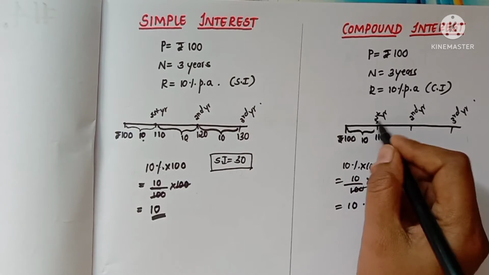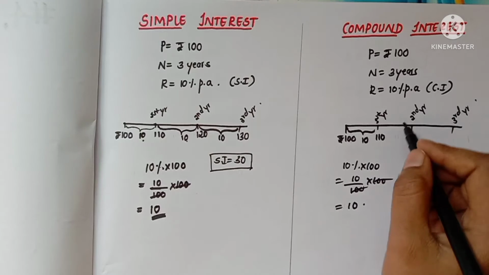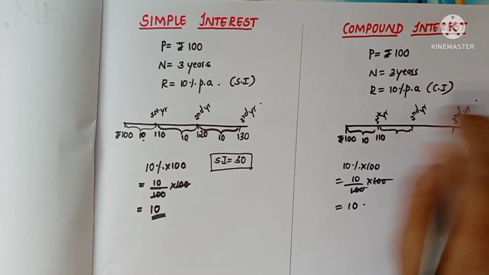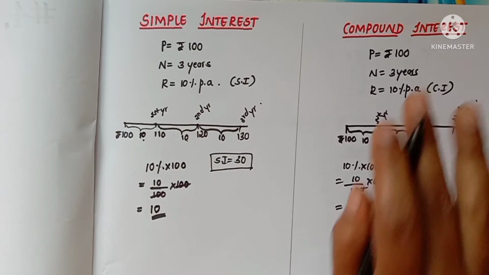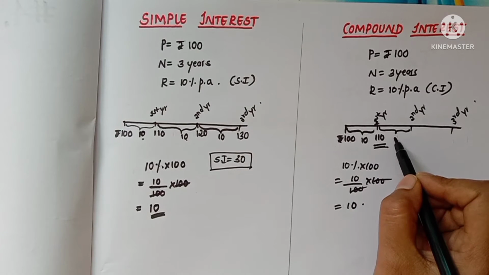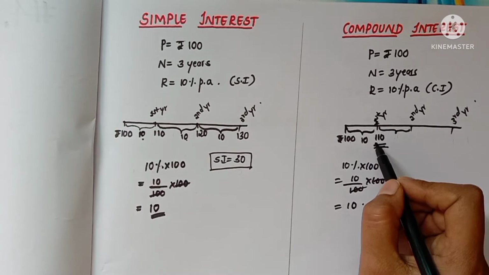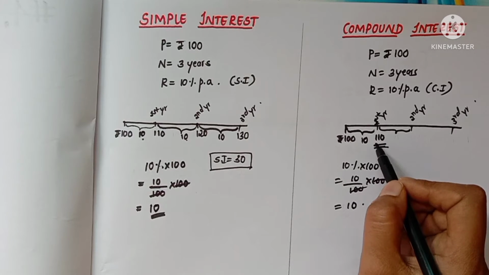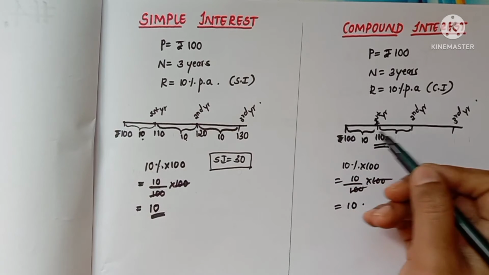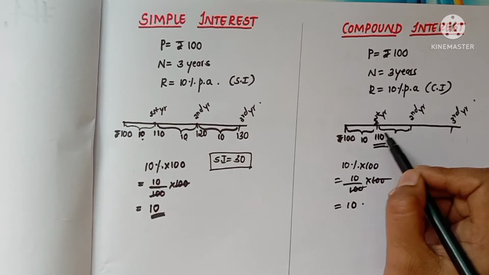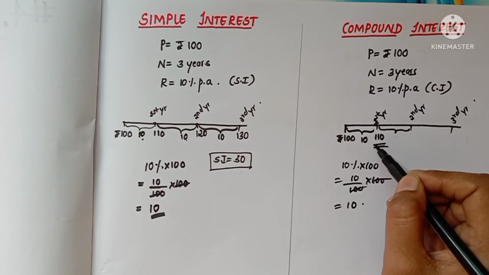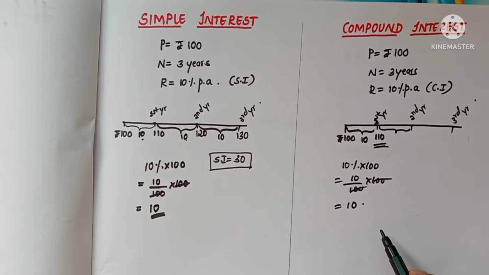110 rupees for the first year. For the second year, what is the interest? Interest will be the same throughout the years, that is 10%. For the second year, the interest will be calculated on the amount, that is 110 rupees, and not on the principal amount. It will be calculated on the first year amount. This first year amount will become the principal for the second year.